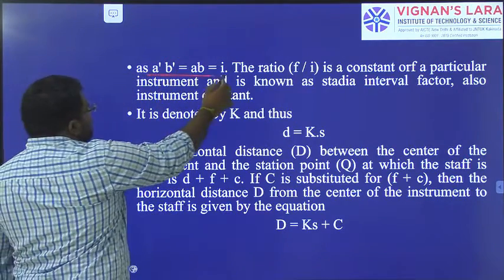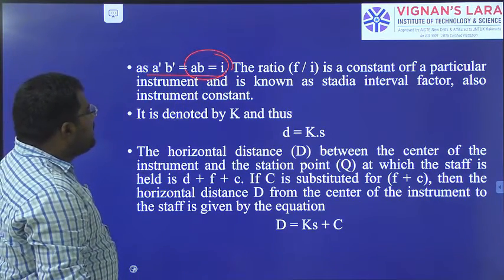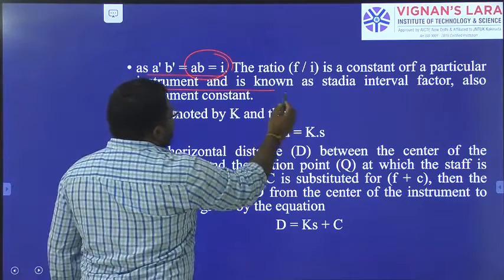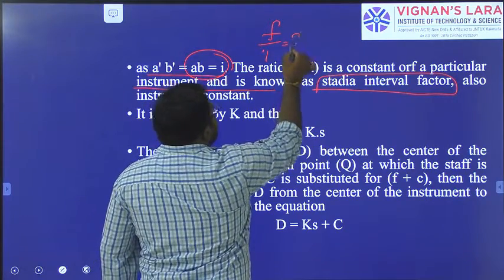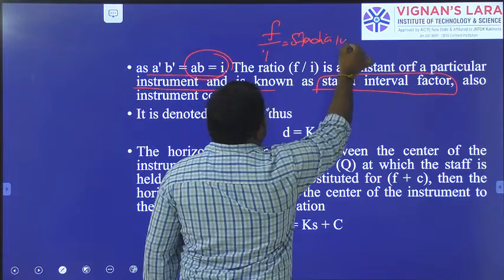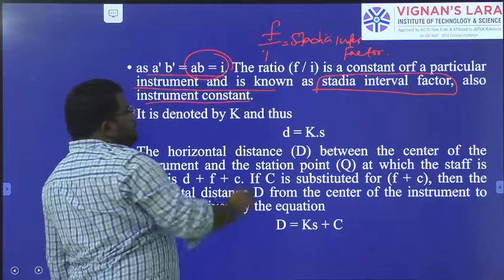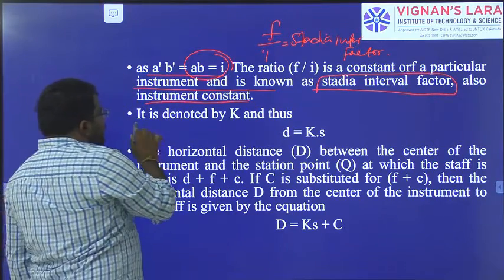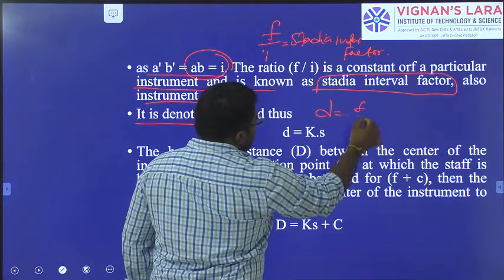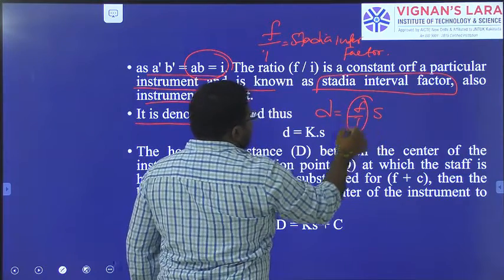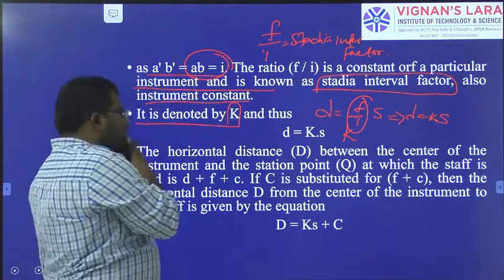Now A dash B dash is equal to I, then F by I is a constant for a particular instrument, known as the stadia interval factor. So F by I is called the stadia interval factor. It is also known as the instrument constant. It is denoted by K, and D is equal to F by I into S. So we substitute with K. That's why D is equal to K into S.